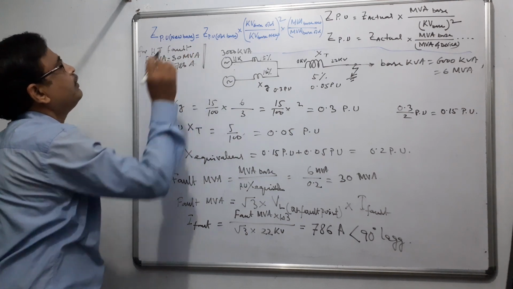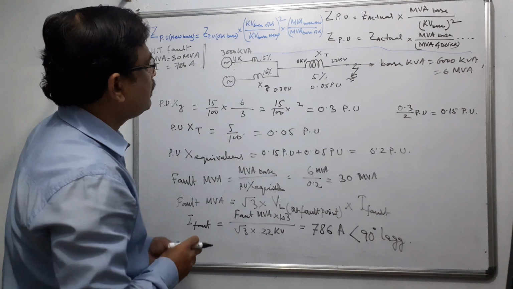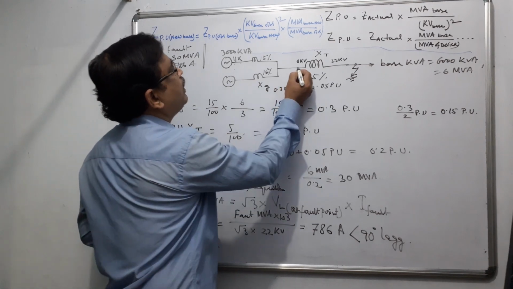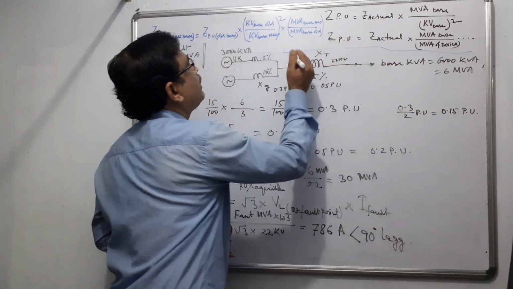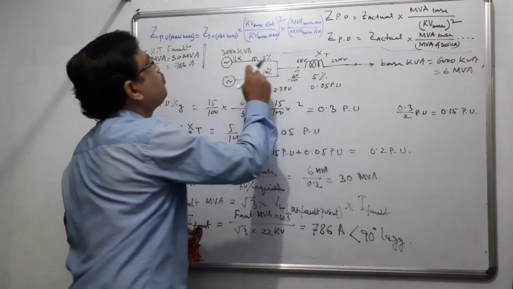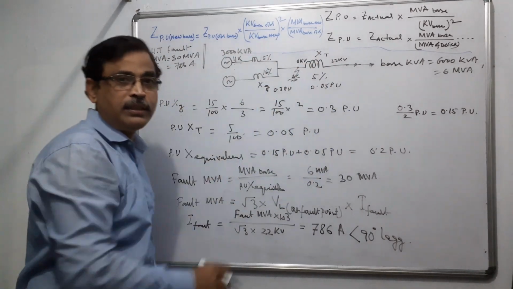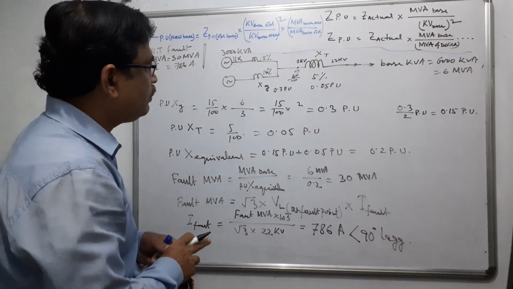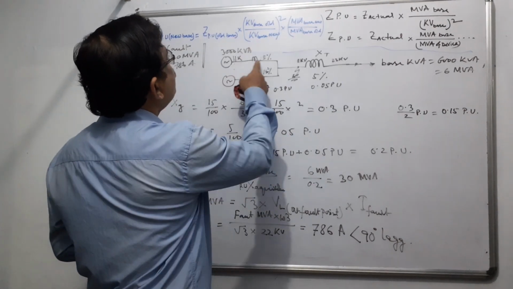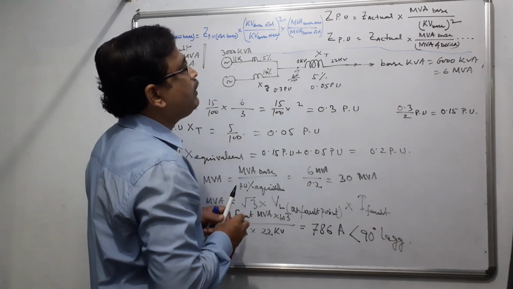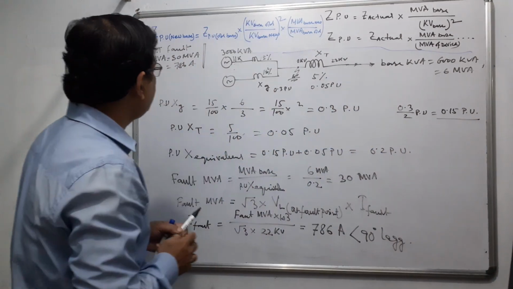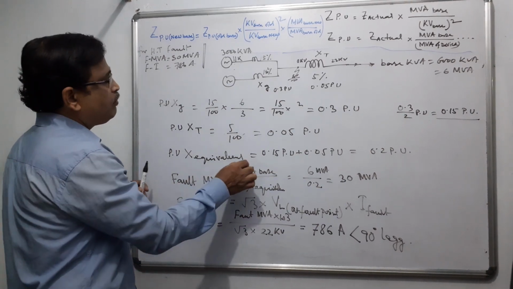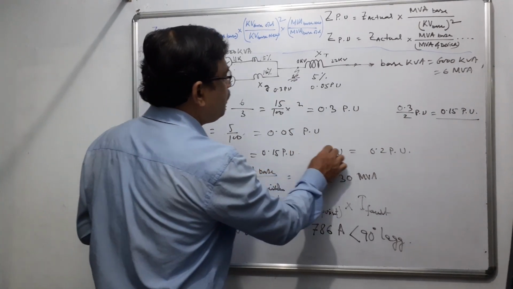Okay, keep that in mind. We'll see. Now, if the fault occurred here, that means this reactance has no value. Only these two reactances will limit the fault current. Now the equivalent of these two will be only 0.15 per unit. It is the equivalent reactance. Then X equivalent will be 0.15 per unit.